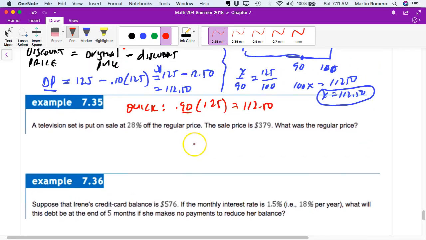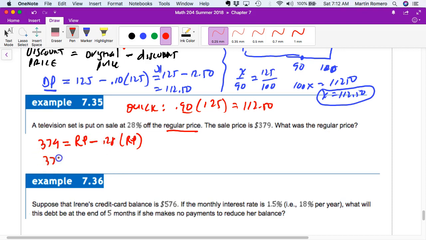A television set is put on sale for 28% off the regular price. The sale price is $3.79. What was the regular price? And so we'll do this two ways again. You have what is the regular price, which we're looking for, and what we know is that $3.79 is equal to the regular price. The sale price is $3.79, and it's going to be the regular price minus 0.28 of the regular price. So here we're solving for the regular price.